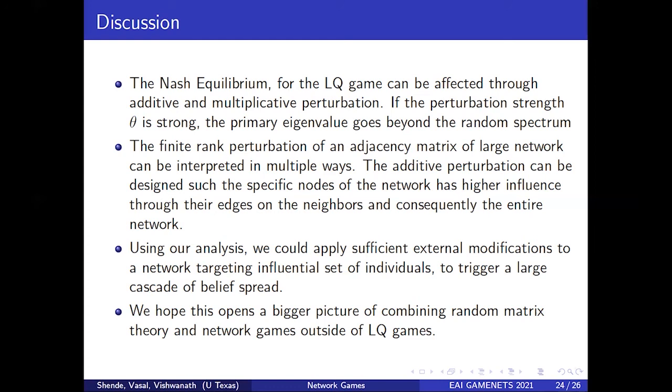The multiplicative perturbation is a bit difficult to visualize, but there can be some work done there to analyze what that would mean. So using this analysis, we see that we can apply sufficient external modifications to a network, targeting an influential set of individuals to trigger a large cascade of behavioral spread. We hope that this opens up a bigger picture of combining random matrix theory and network games, even outside of LQ games, and applying it to some different network game models.